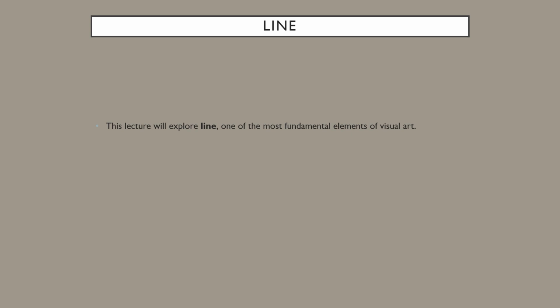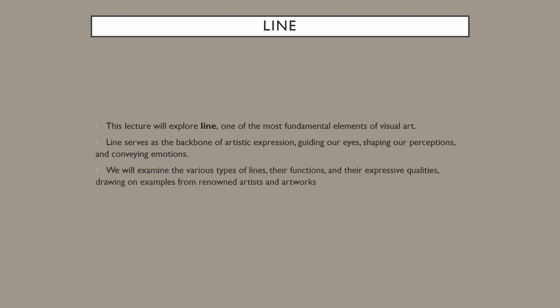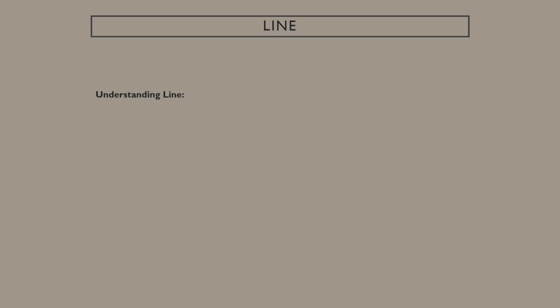All right. So this lecture, we're looking at line, which is fundamental to visual art. It's the backbone for artistic expression. It helps guide our eyes, shapes our perceptions, and also is able to convey emotions. Just a single line, a single brushstroke, can make you feel something. So in this lecture, we're going to look at various types of lines, how they function, what they express, and we'll be looking at some art along the way. So let's try to understand line.